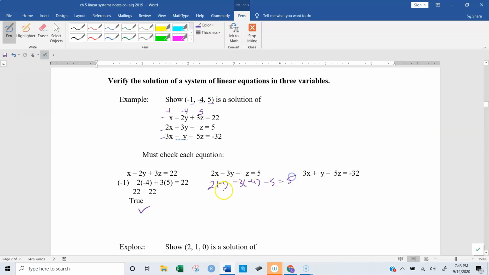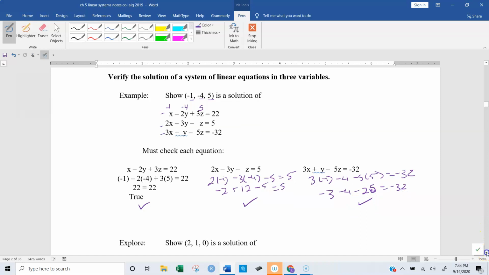Does that equal 5? So we've got -2 plus 12 minus 5. -7 plus 12 is absolutely 5. That checks. Next one, plug it in here. So we have 3 times -1 minus 4 minus 5 times 5. Does that equal -32? So it's -3 minus 4 minus 20. Can't even multiply. Does that equal -32? And the answer is check. Yes, it is a solution.